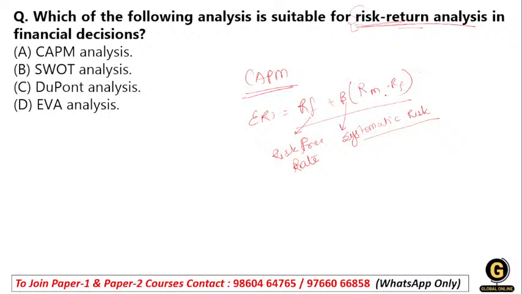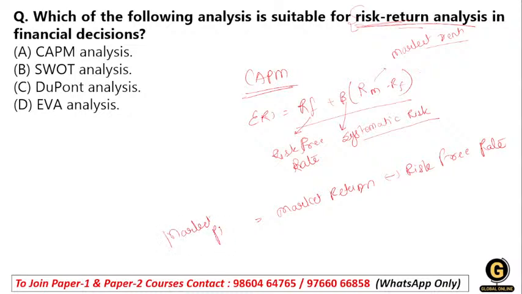And RM is your market return. From that market return we subtract the risk free rate, and we will get the market risk premium.